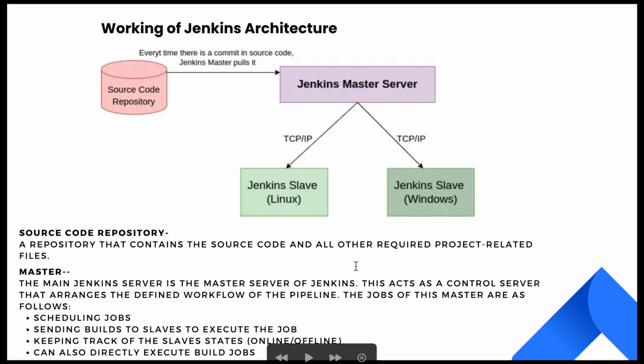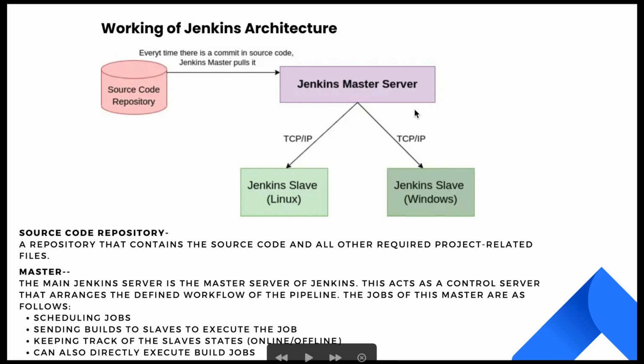So here in the architecture we have the source code repository, which can be any version control tool like Git, SVN, Perforce, TFS, etc. Now, what is a source code repository? A source code repository contains the source code used to build the project, and it contains all the project related files, folders, etc. It is hosted by the version control system. Then we come to the actual architecture.